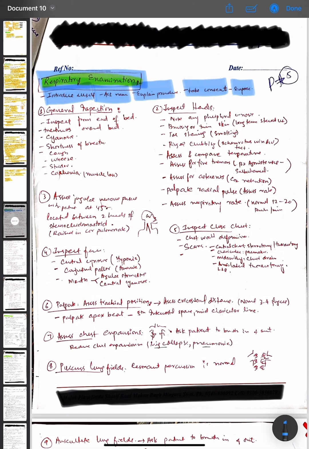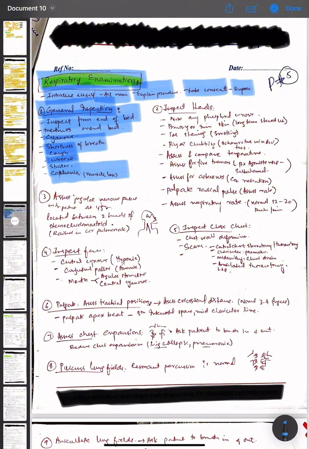First of all, you have to do the general inspection, that is, inspect from the end of the bed. Then you have to inspect whether there is any treatment around the bed, that is, if a cannula is present or if any catheters are present. Then inspect the patient's general condition, that is, if there is any shortness of breath, any cough or wheeze present, if stridor is present, or if cachexia, that is muscle loss, is present. You have to find all these things with the general inspection.